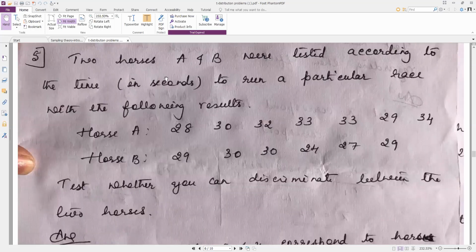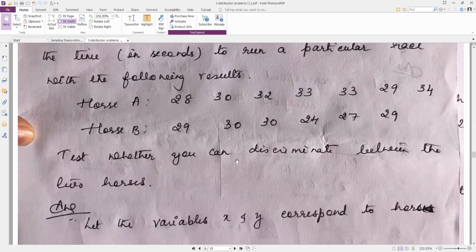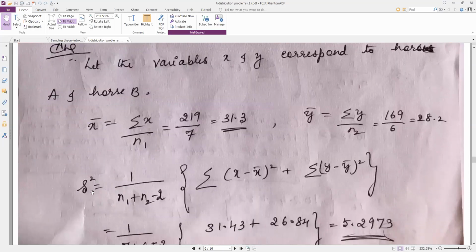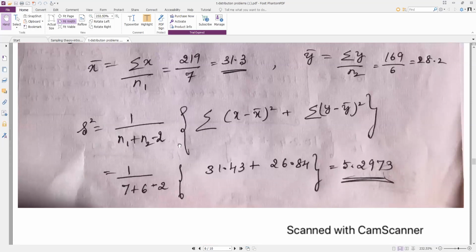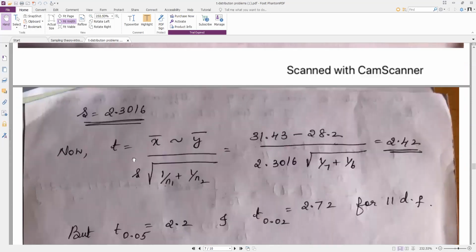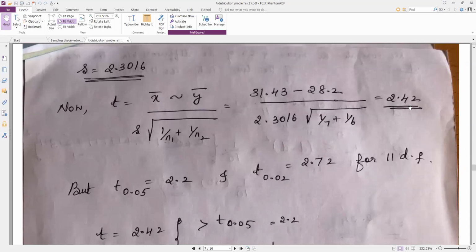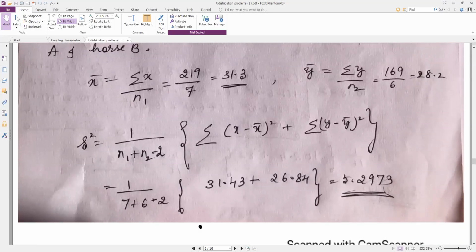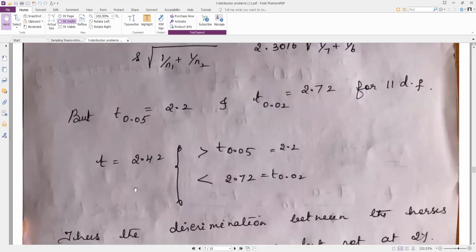Now, next, very important problem. Two horses A and B are tested according to the time in seconds to run a particular race with the following result. Test whether you can discriminate between the two horses. Let me take the first horse as X, second horse as Y, calculate X bar, Y bar, calculate the standard deviation in the same manner, with N1 plus N2 minus 2. Substitute in the formula, you will get 2.42, but the T distribution value given is 2.2 for 11 degrees of freedom. Why 11? 7 plus 6 is 13, 13 minus 2 is 11. So 11 degrees of freedom.